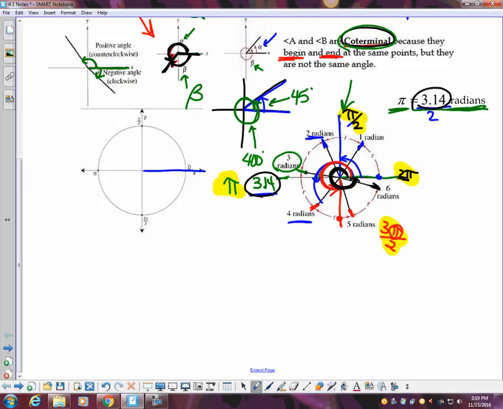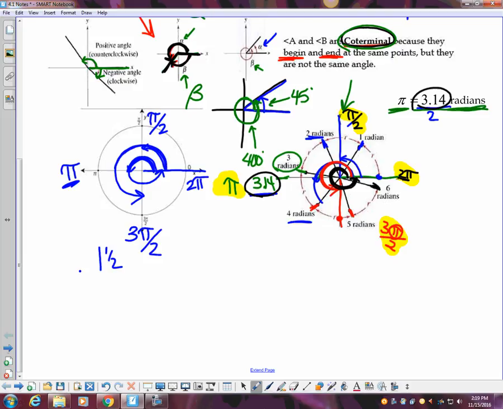I want you to know that half a lap is pi. I want you to know that a whole lap is 2 pi. I want you to know that due north is pi over 2, because that's half of this guy. I want you to know that due south is 3 pi over 2, because that's 1.5 pi's.